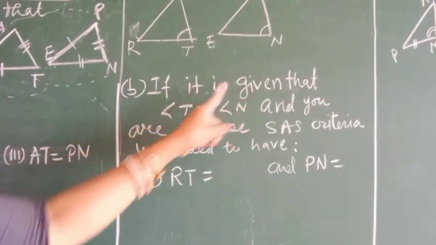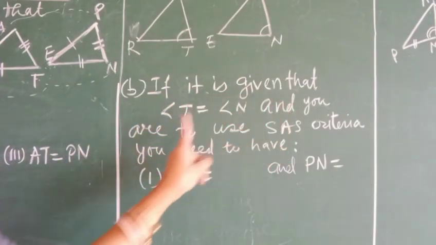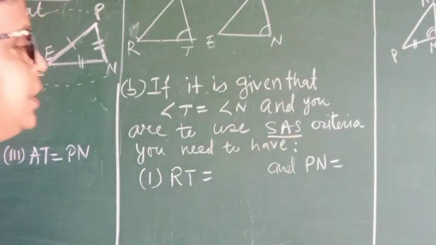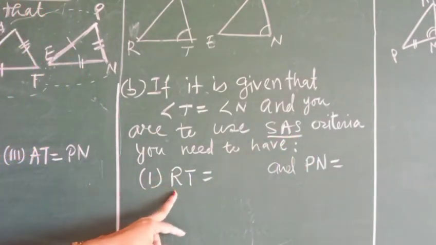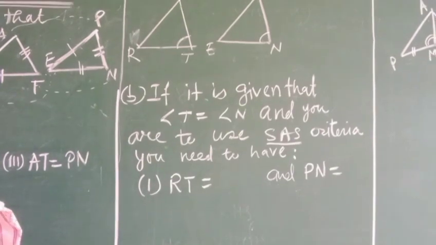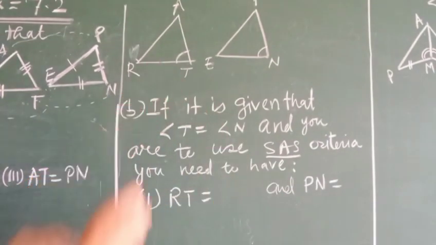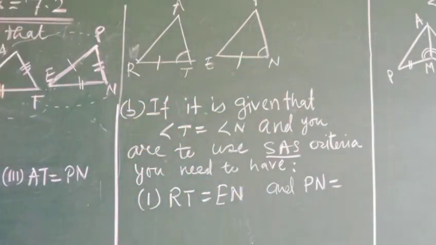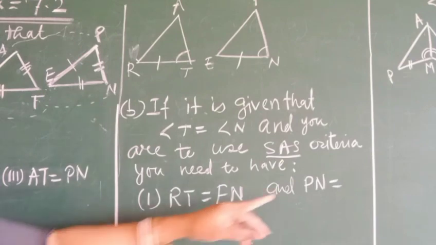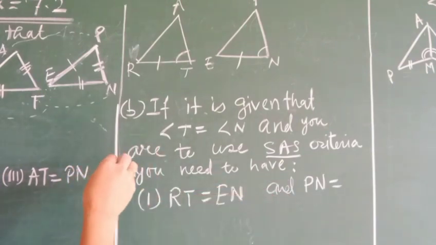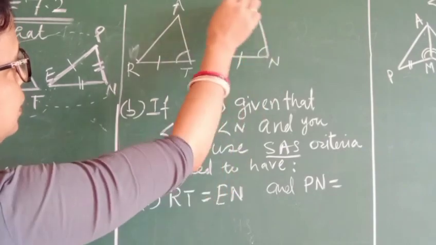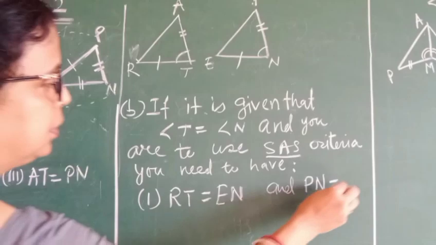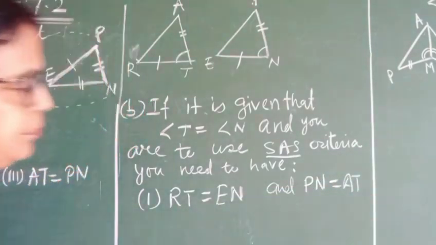If it is given that angle T is equal to angle N and you have to use the SAS criterion, then you need to show that RT is equal to EN, and PN will be equal in length to AT. Okay.